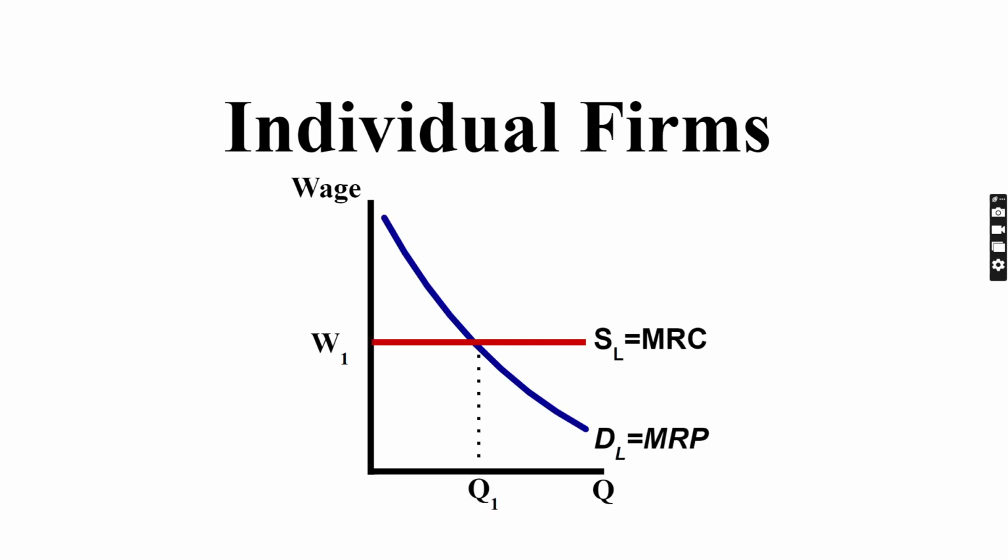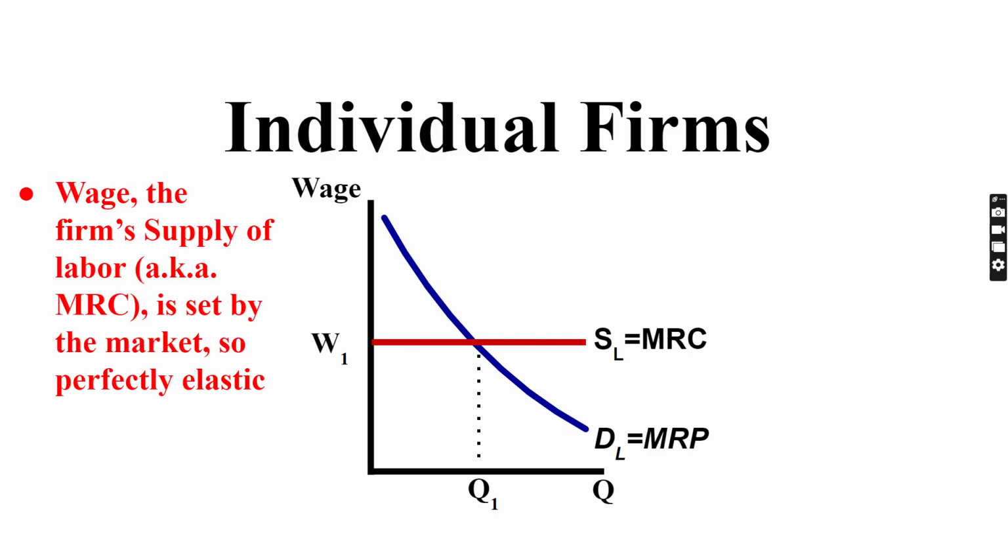And so we're going to have our supply of labor and our demand for labor by this individual firm. And you notice that in this model, we're going to say that supply for the firm is equal to the firm's marginal resource cost, and the demand for the firm is equal to the firm's marginal revenue product. And just a couple of notes that you can annotate around your model.